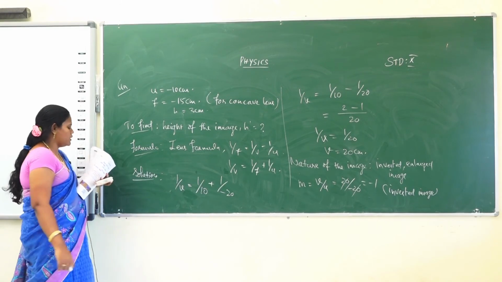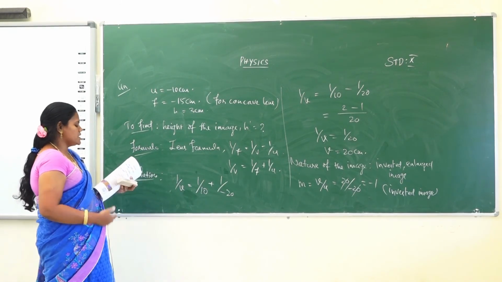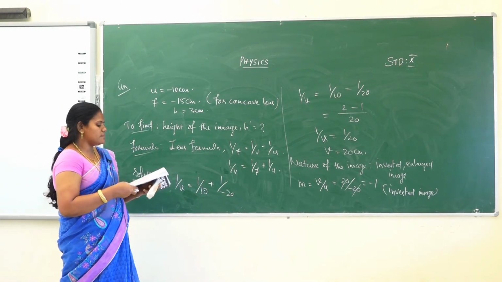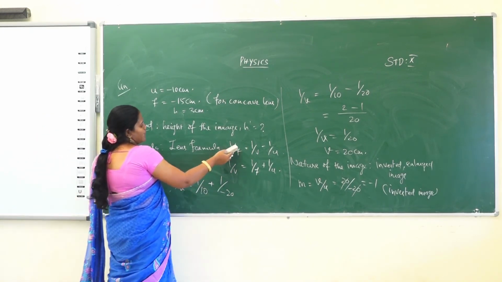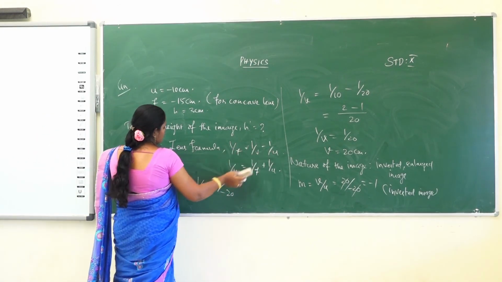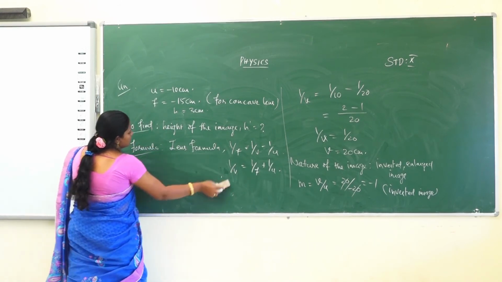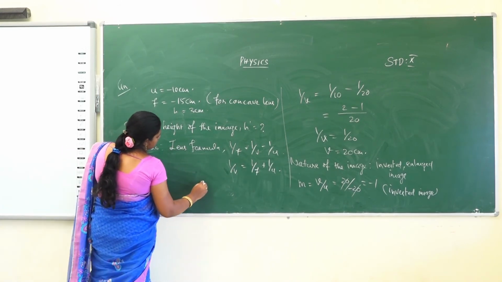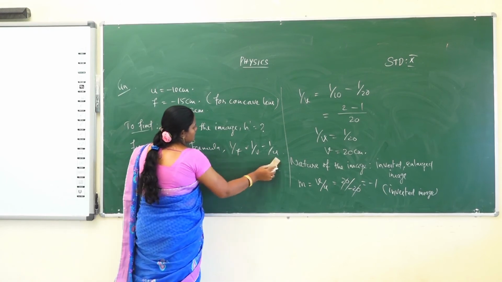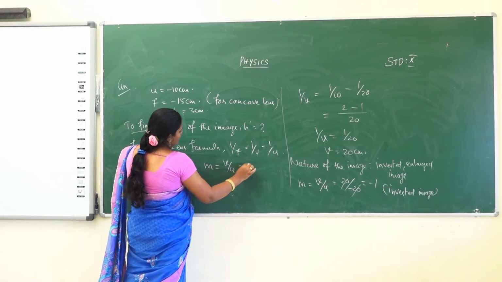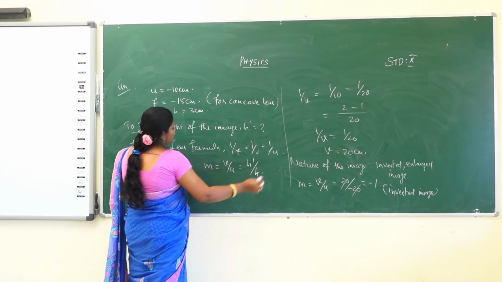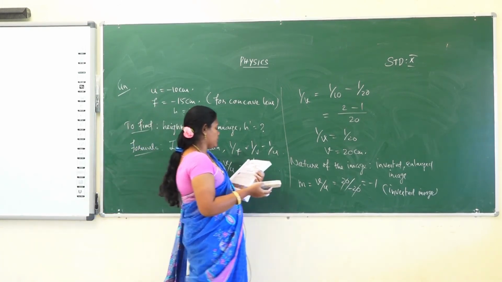So what formulas will be used to solve this problem? First the lens formula and next the magnification formula. What is the lens formula? That is 1 by F is equal to 1 by V minus 1 by U. What's the magnification formula? M is equal to V by U. Another one is H dash by H. Okay, solve this problem first.